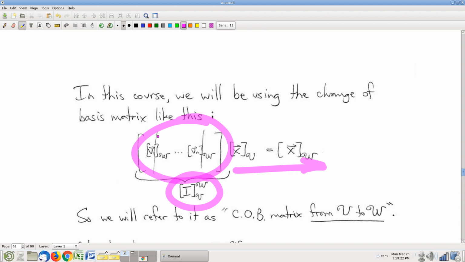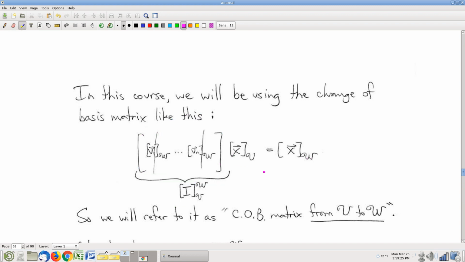Here's where we disagree. I think it's pretty reasonable, see if you can follow me on this, that since we're converting from V coordinates into W coordinates, this should be called the change of basis matrix from V to W. The book sees this differently. The book, believe it or not, refers to this process executed by this matrix. It calls this matrix the change of basis matrix from W to V.